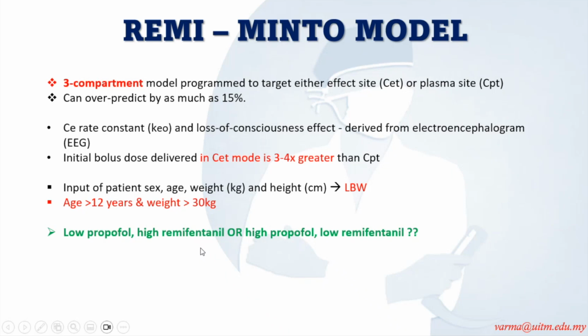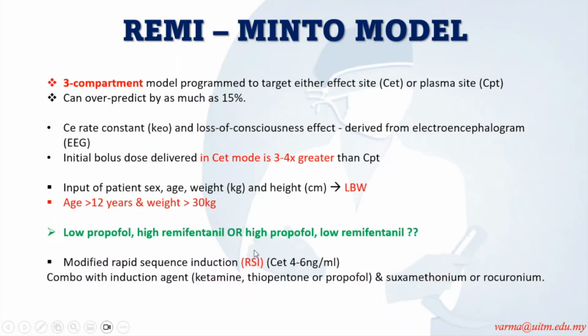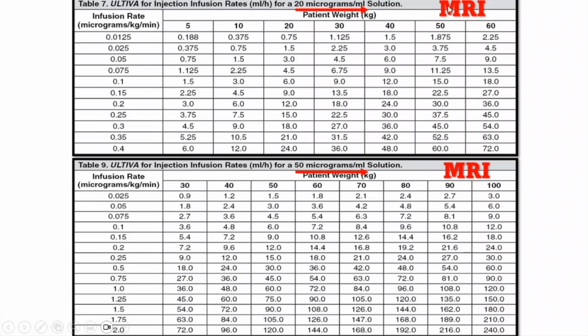Low propofol, high remifentanil, or high propofol, low remifentanil. This is a practical effect. People go for low propofol, high remifentanil for better hemodynamic profile. Modified rapid sequence induction, you can start 4 to 6 nanogram per ml, where you can avoid sometimes even muscle relaxant. Combo with induction agent ketamine, thiopentone, propofol, or succinylcholine or rocuronium. So this is for modified rapid sequence induction. Okay. So this is mass rate infusion.